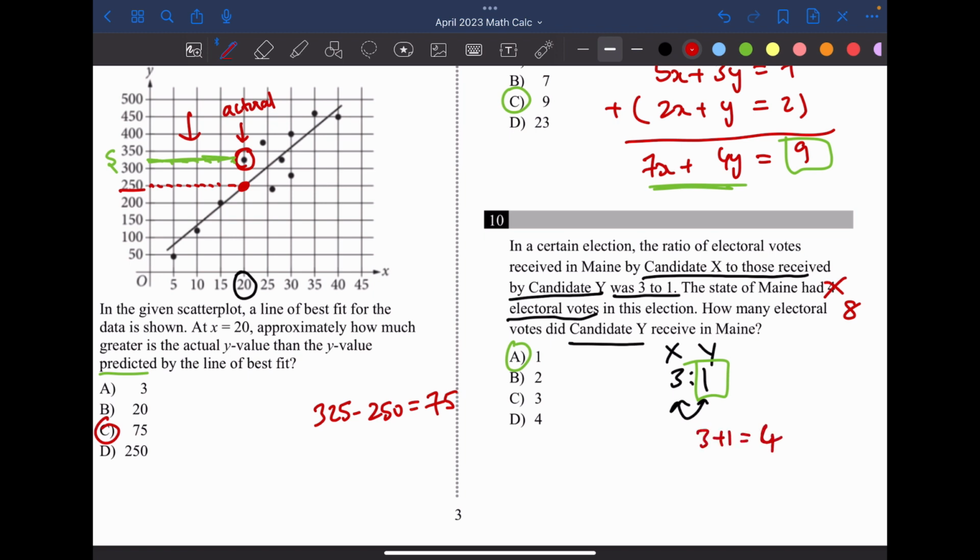So for every 4 votes, you would have 2 for Y and 3 for X. That means if you have 8 votes, you would multiply everything by 2. So instead of 3 plus 1, you would have 6 plus 2, because 4 times 2 is 8. That means you have to multiply 1 times 2 to get 2, and 3 times 2 to get 6.